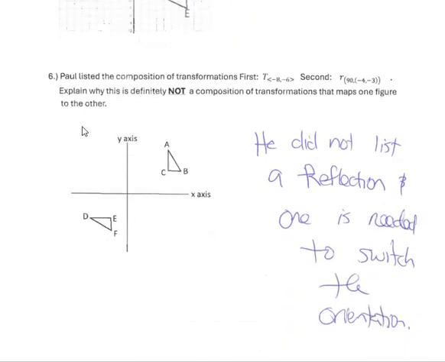And then lastly, it says Paul listed the composition of transformations: first translate, then rotate. Explain why this is definitely not a composition of transformations that maps one figure to the other. Well, I can see that there had to be a reflection because the orientation flipped. It's a mirror image. So there should be a reflection somewhere in there.